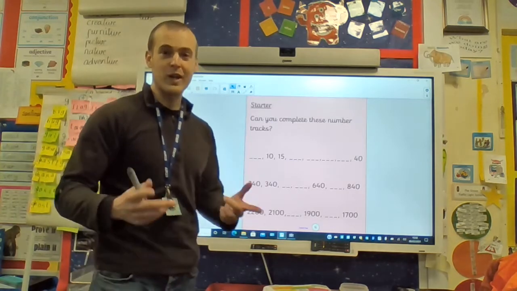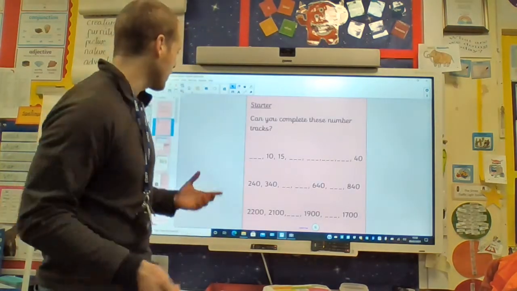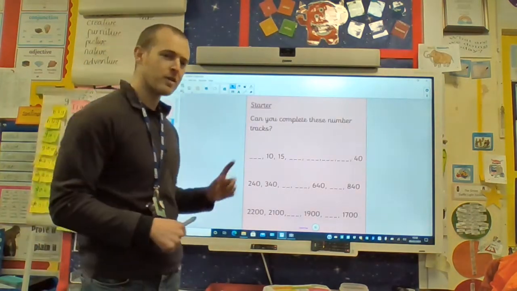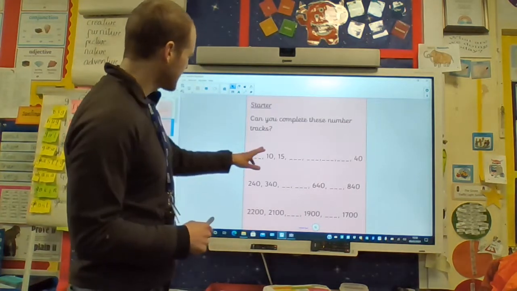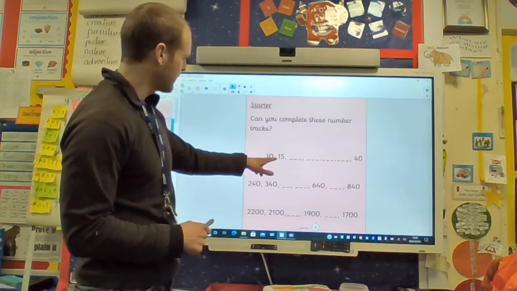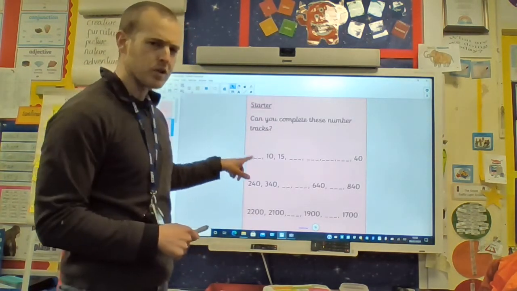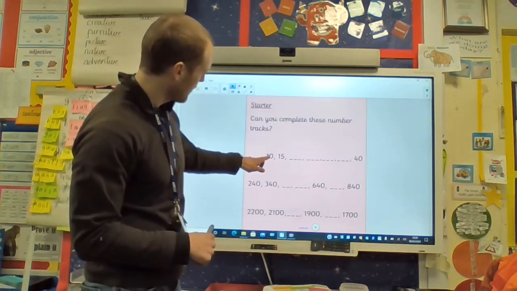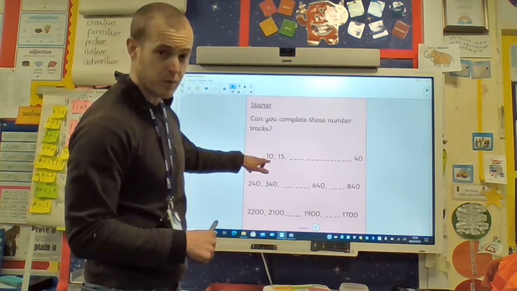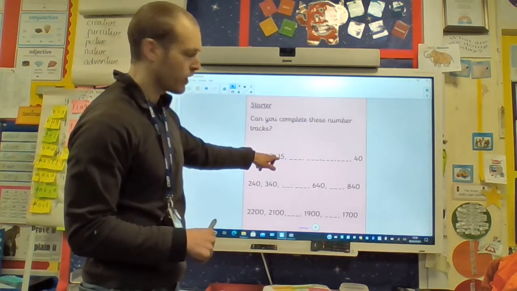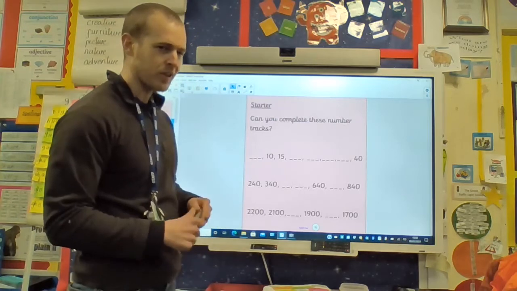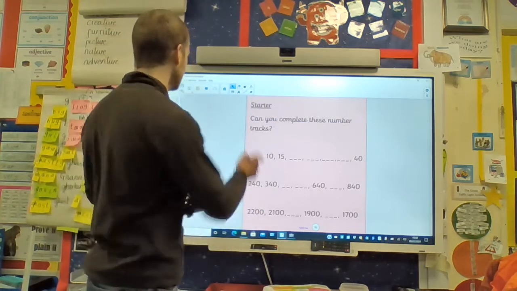Brilliant stuff. How did you get on? Could you work out what the missing numbers were? Let's do the first one. So I've got a 10, a 15 and a 40. Now we know lots about numbers like these. We've got them that end in a 0, that's a multiple of 10, and it ends in a 5, so it's a multiple of 5. So I think this is counting in 5s.